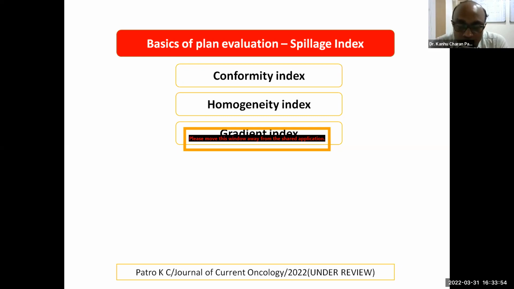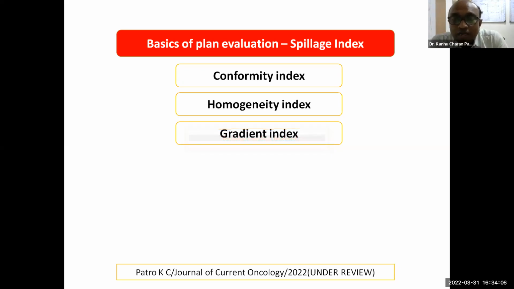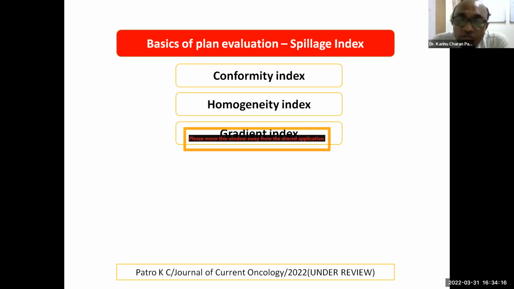More homogeneous dose is seen in non-SRS or SBRT plans, and in SRS and SBRT plans we mostly see more heterogeneous dose distribution. Gradient index, we have to see outside the PTV, that is how much dose is going to spill into the normal structures, what we didn't compute or define. So this gradient index is mostly very important in SRS and SRT plans.